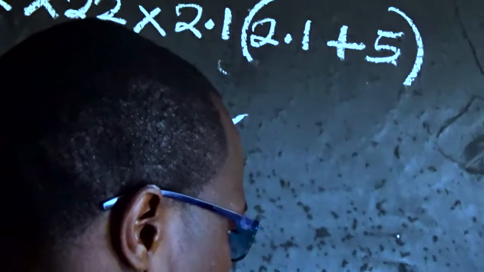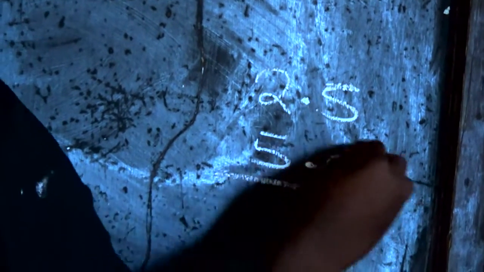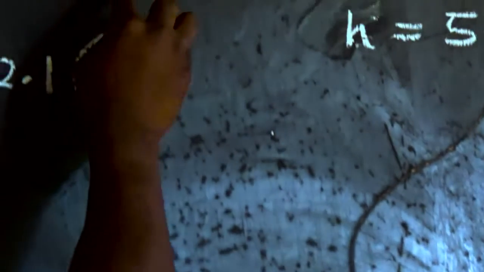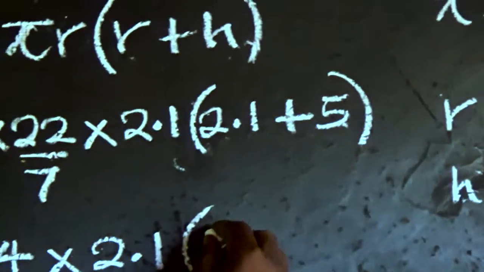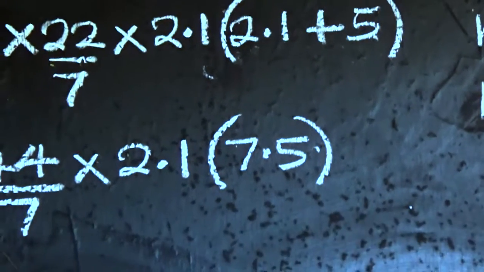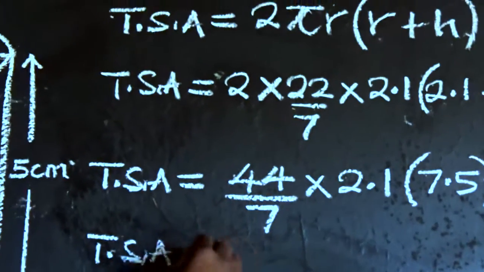So 2.1 plus 5. Remember, this 5 is a whole number, so we are going to write it as 5 with the decimal point just behind it. When you add, you have 5 plus 0 gets 5, 2 plus 5 you get 7. So inside the brackets, when you add 2.1 plus 5, you get 7.5. Then we can move on and say total surface area is equal to.